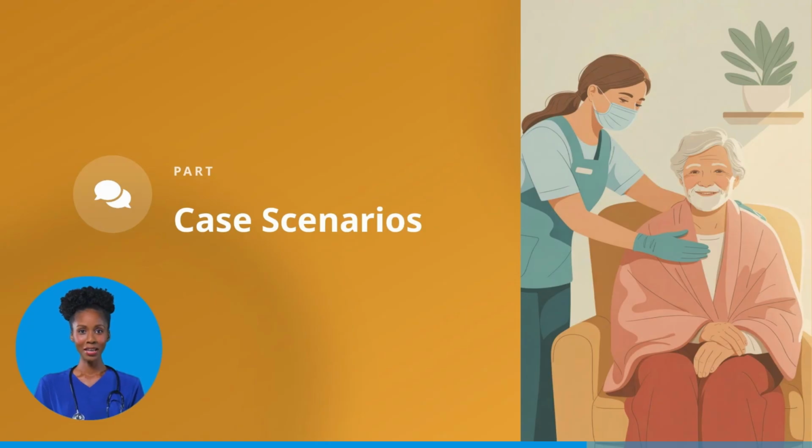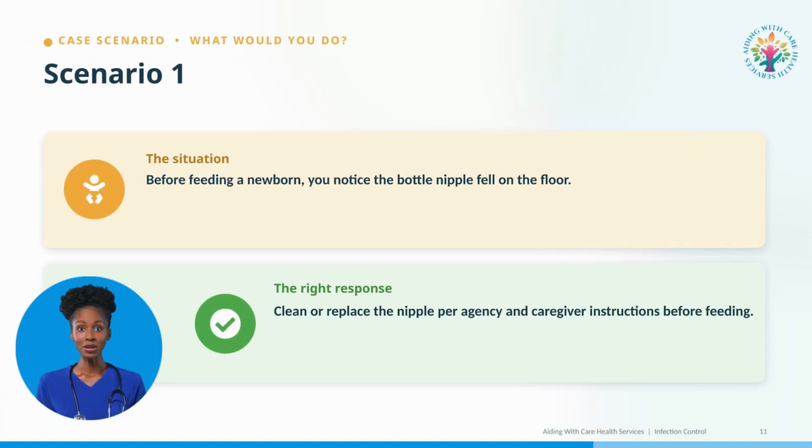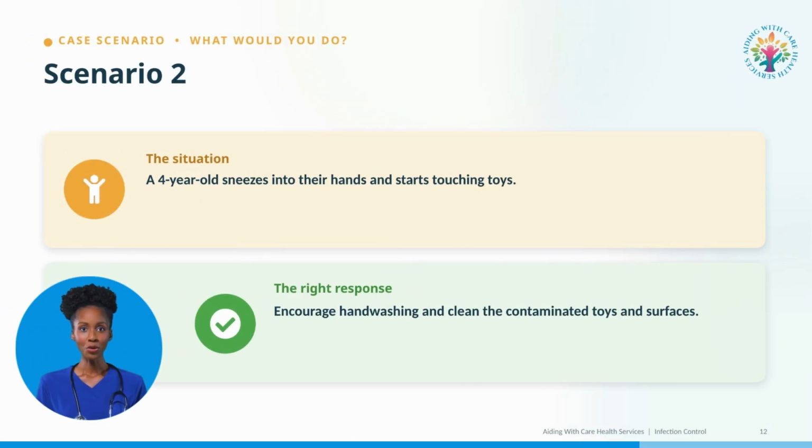Welcome to the section on case scenarios. In this scenario, before feeding a newborn, the bottle nipple falls on the floor. The correct action is to clean or replace the nipple according to agency and caregiver instructions to ensure infection control and the baby's safety.